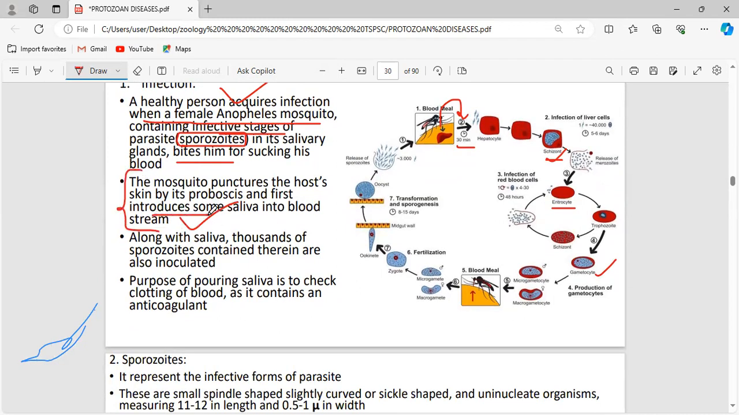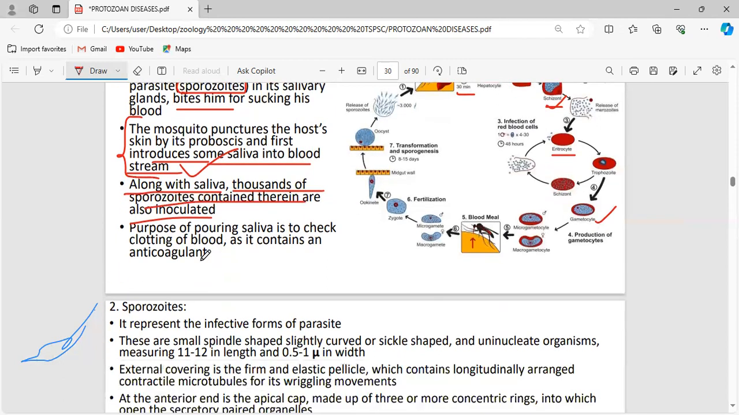We know that it introduces some saliva into the bloodstream. Why does it introduce some saliva into the bloodstream? To prevent the blood from coagulation. And when the saliva enters, along with the saliva, the parasites also enter. The parasite considered here is what? Sporozoite, an infective stage. Along with the saliva, thousands of sporozoites are also inoculated. The purpose of pouring saliva is to check the clotting of blood, as it contains an anticoagulant, to prevent the coagulation.